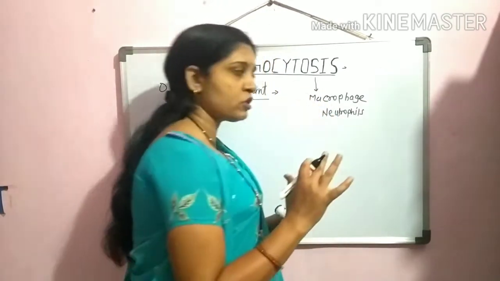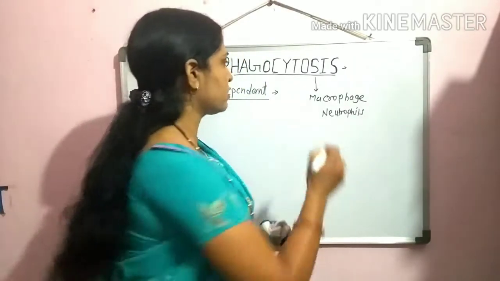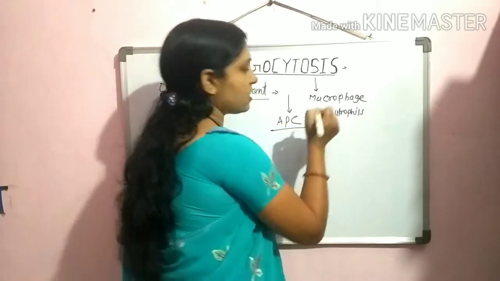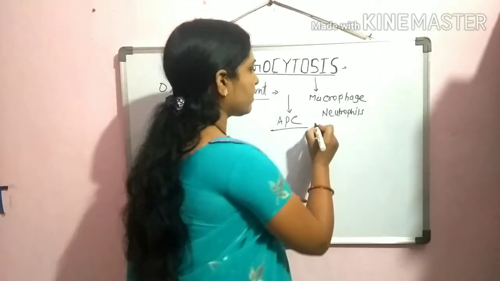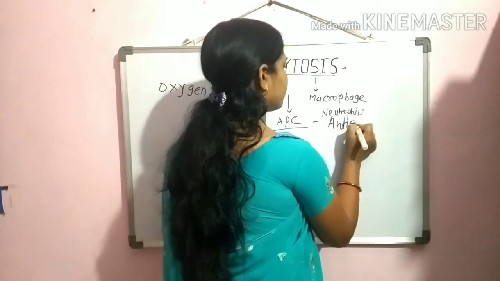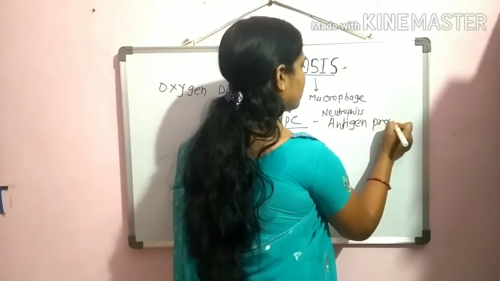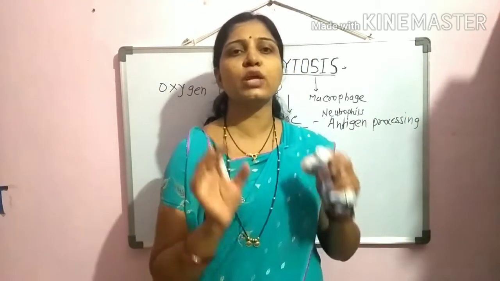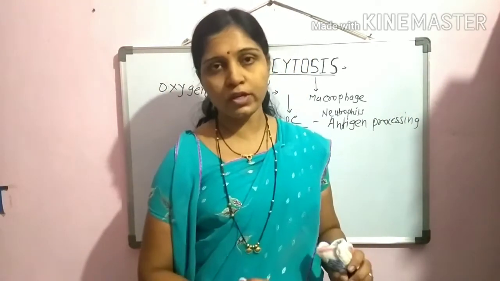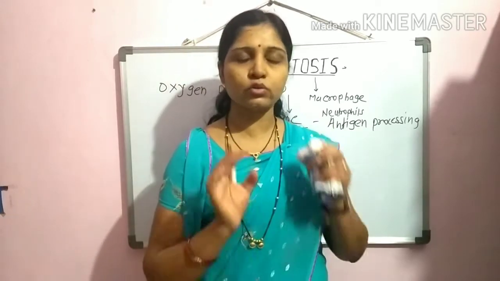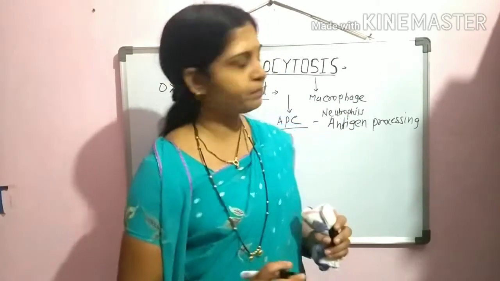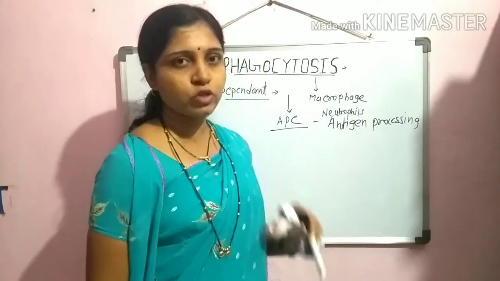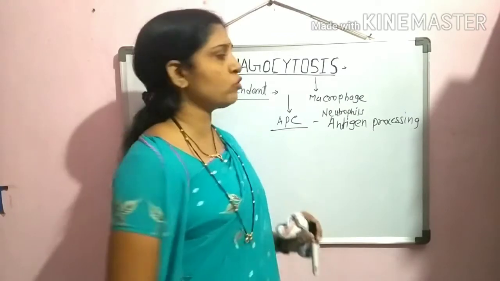Now there are two roles of the process of phagocytosis. The first is for antigen presenting cells, that is, in short, antigen processing. And the second is the removal of waste material from our body. These two major functions are done through the process of phagocytosis. Here we focus on how this process is carried out within these phagocytic cells.